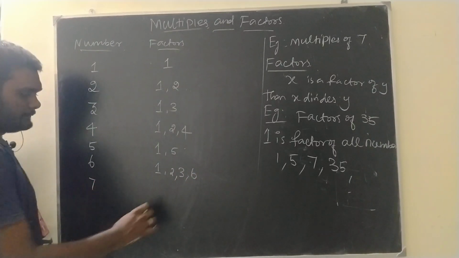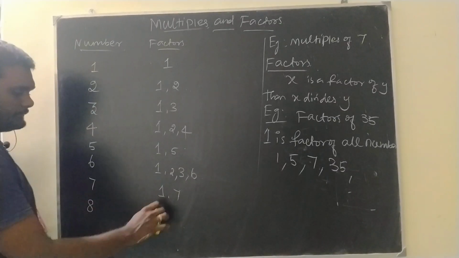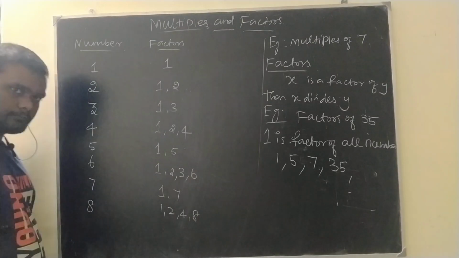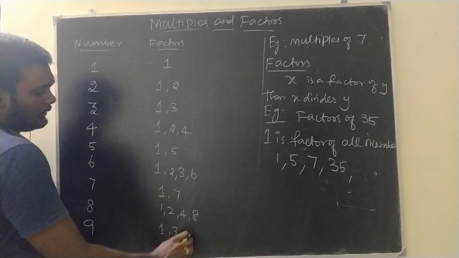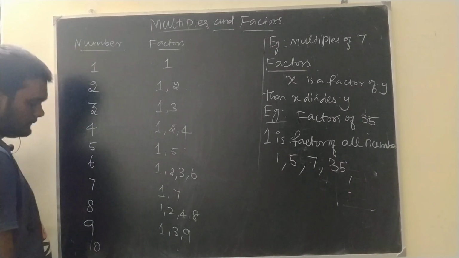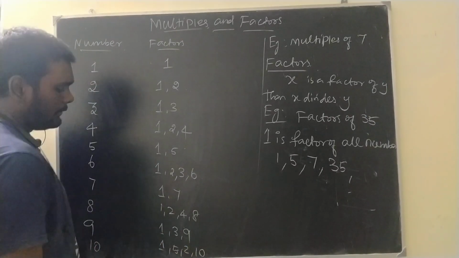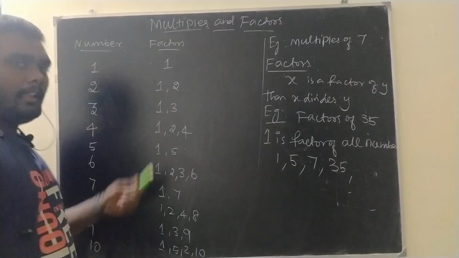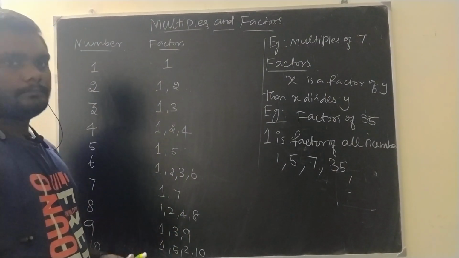After that 7, 1 and 7. 8, 1, 2, 4, 8. And then 9, 1, 3, 9. 10 means 1, 2, 5, 10. I listed out the factors of the counting numbers from 1 to 10.